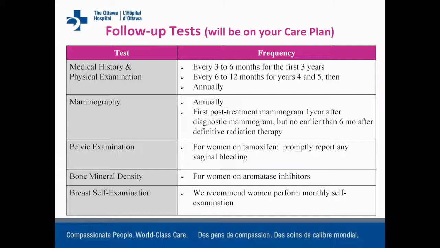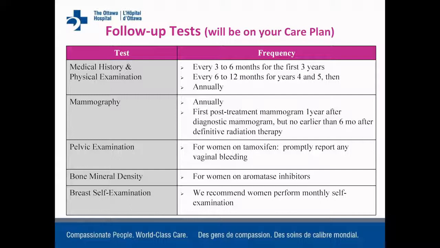The history and physical exam in the first 3 years after your breast cancer treatment is done every 3 to 6 months. And in general, for most patients, it's every 6 months if they're feeling well and doing well. In years 4 and 5, you're seen every 6 to 12 months. And then thereafter, an annual visit is recommended. However, I do want to note if you have any new or persistent symptoms that are occurring between visits, not to wait for the next scheduled visit with your primary care provider.